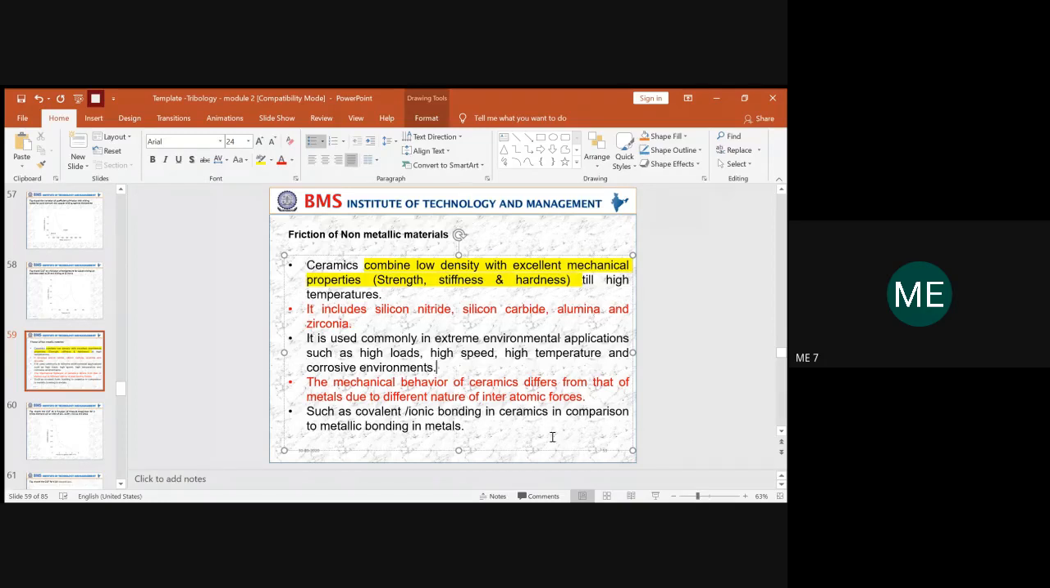In metals, you have metallic bonding, right? Whereas in ceramics, you have ionic bonding, also called covalent bonding. But in metals, it is purely metallic bonding. So these are a few prerequisites you have to know about ceramics when we want to deal with the concept of friction related to non-metallic materials under the category of ceramics.